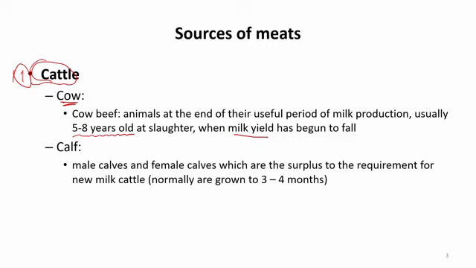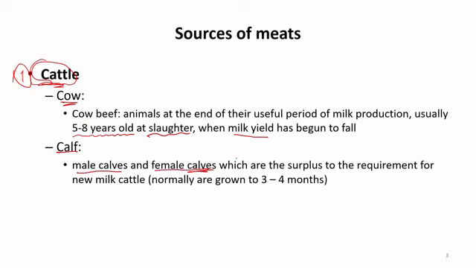So now people will stop the cows at this stage for making meat, and then these cows will be sent to the slaughterhouse for making meat. In this source of meat, we also have calf. Calf are the baby cows, of course. We have the male calves and the female calves.